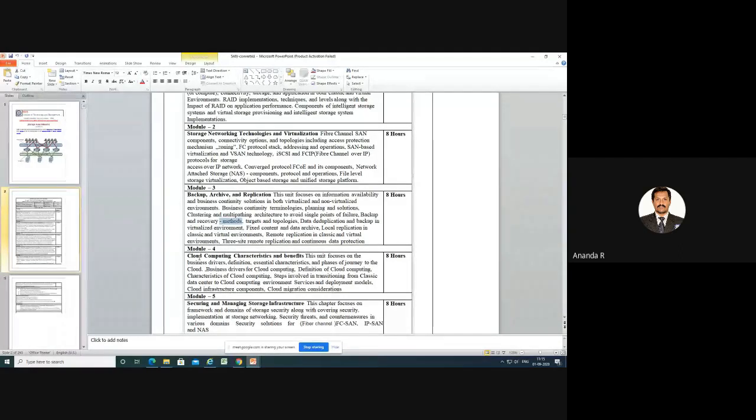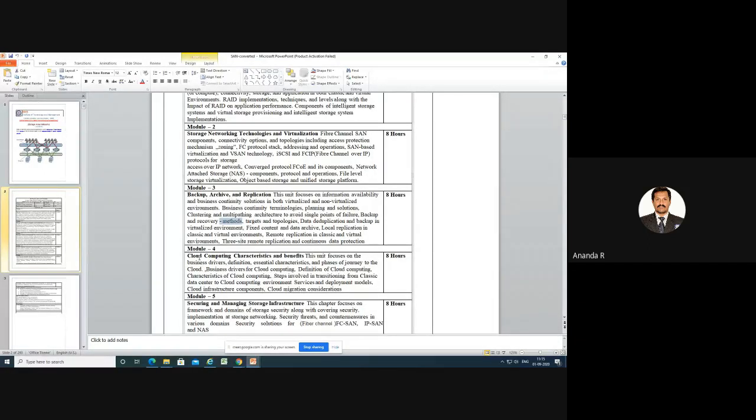Then what are the steps involved in transferring from a classic data center to the cloud computing environment, and services and deployment models. What are the different deployment models we use in the cloud environment? That is one more topic which we're going to discuss in module number 4.